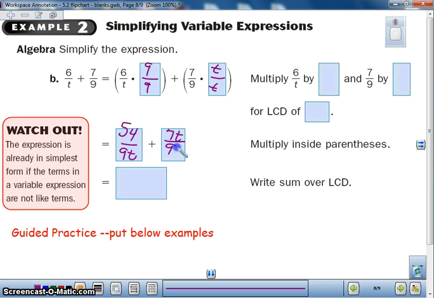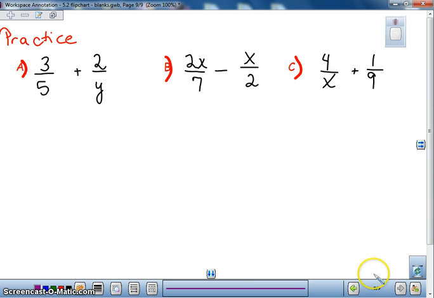divided by 9t. Notice we do have a common denominator. It is 9t. But in our numerator, we have 54 plus 7t. These are not like terms. We cannot add them together. This is our final answer. And I know to some of you it doesn't look that nice and clean, but this is what happens as we work with some of our algebraic fractions.